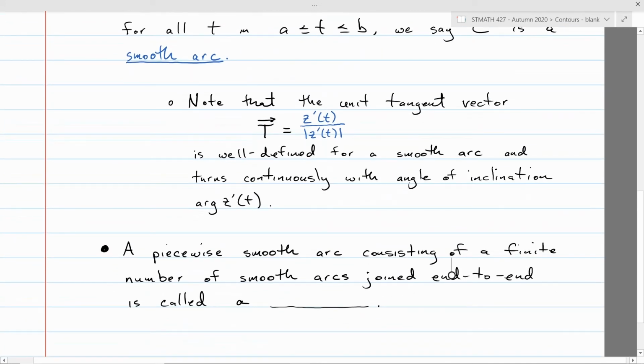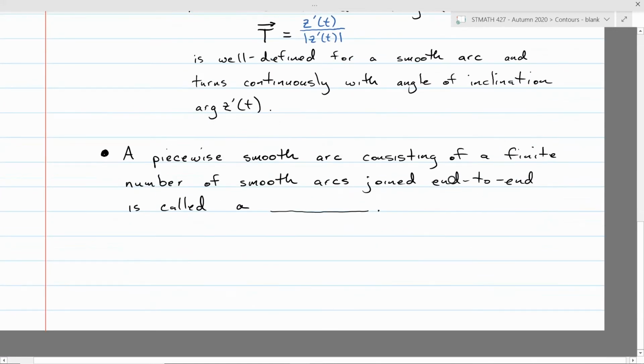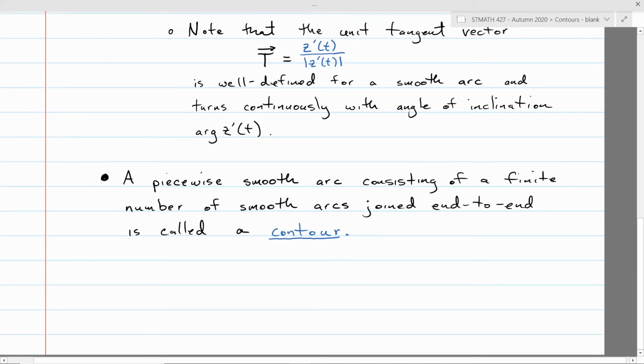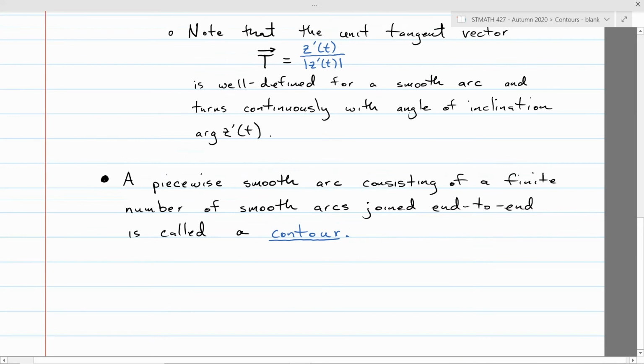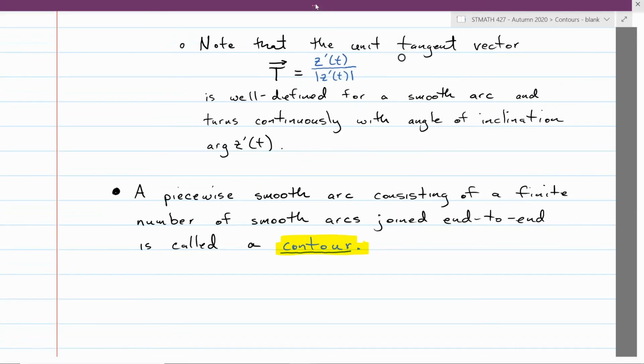If you take a bunch of these smooth arcs and put them together end to end, at least if you only put together a finite number of them, then the resulting thing is called a contour. Contours are the kinds of curves that we're going to be integrating along. Really it's smooth arcs that we want to integrate along, but it's okay if you stick together a few smooth arcs in a piecewise manner end to end. The calculus still works out pretty well. You just have to break up the integral into a finite number of separate integrals. So now we've defined the kinds of curves that we want to do our contour integration on. Let's see how that goes next.